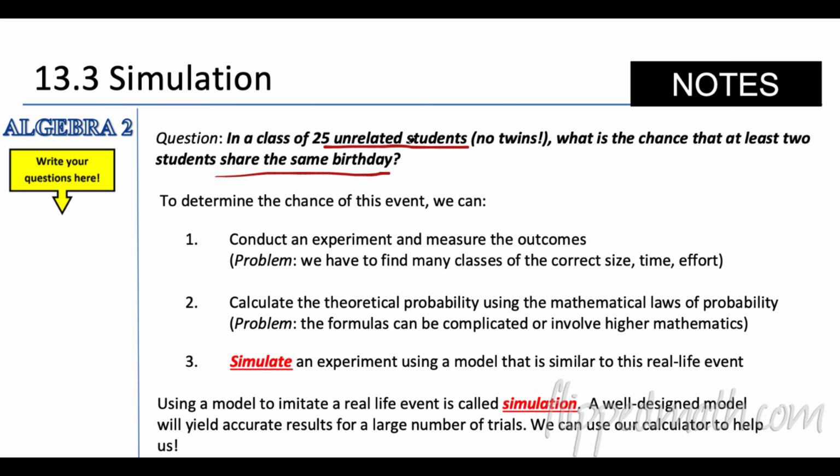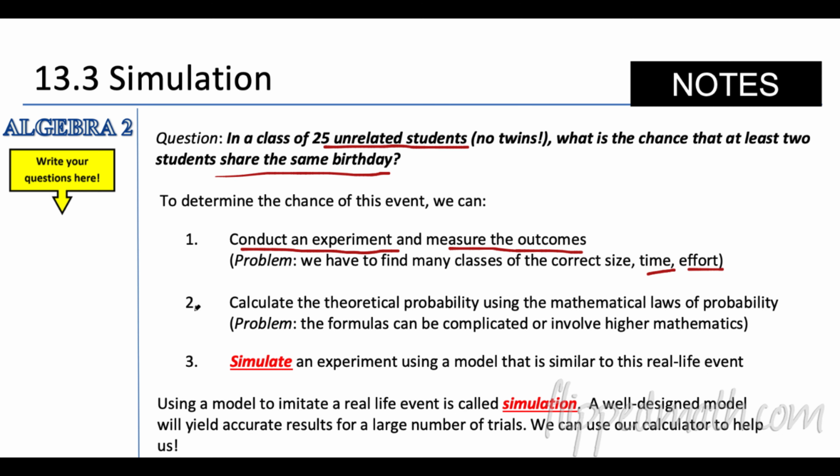Here's our choices if we wanted to answer this probability question. Because there are 365 days, that's a lot, and 25 students, it can get kind of messy. So our options, if we want to figure this out, we could conduct an experiment and actually throw kids into classes and then measure how many outcomes there are. So to do that, we would have to create lots of classes over time. They'd have to be exactly 25 students, and we'd have to measure how many shared a birthday, how many didn't, and this would take a lot of time and a lot of effort. So that's the problem with that, but we could do it, it would just take time and effort.